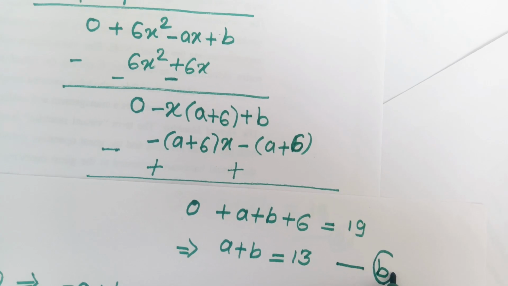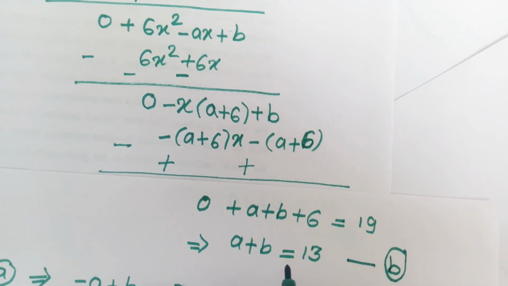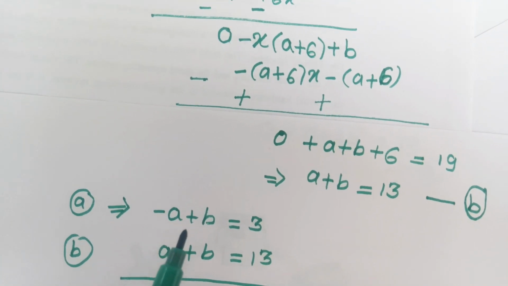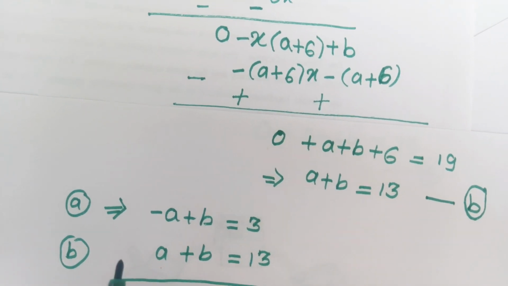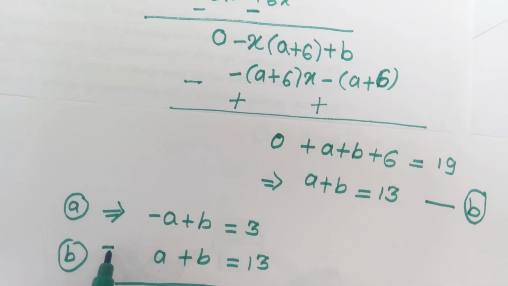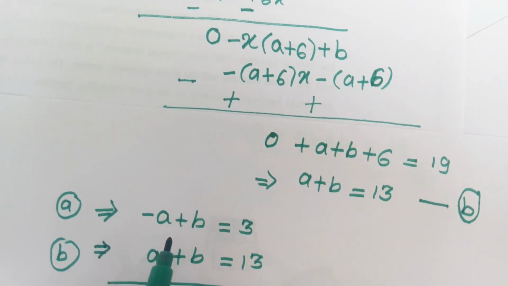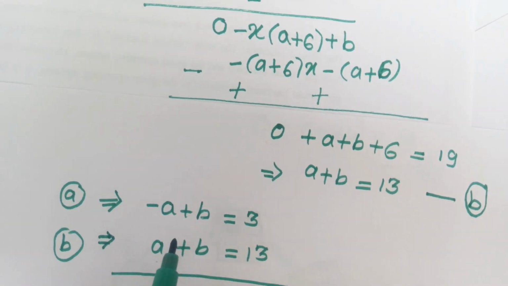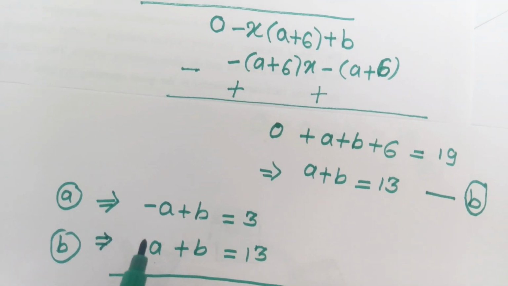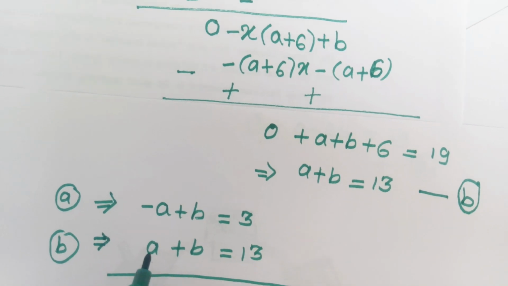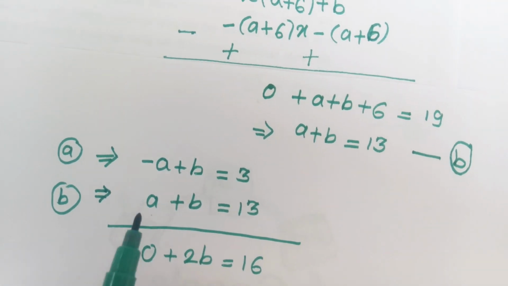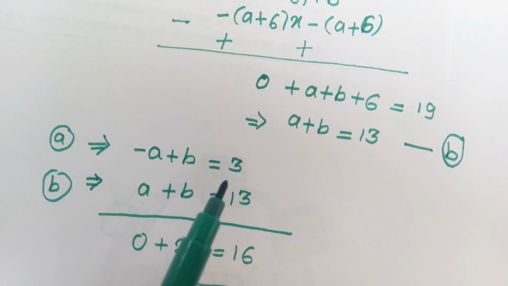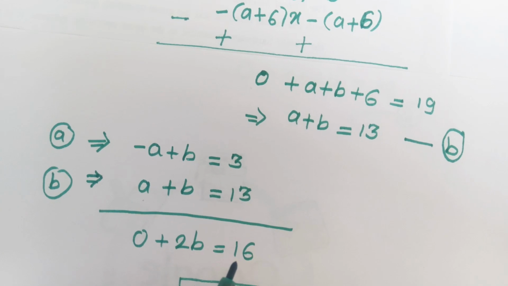Now we have two equations, that is equation A and equation B. Here equation A is minus a plus b equals 3 and equation B is a plus b equals 13. Solve these equations simultaneously, we get the values of a and b. Here add equations A and B, then here minus a plus a is 0. I am adding these equations, so minus a plus a is 0 and b plus b is twice b. 3 plus 13, that is 16.